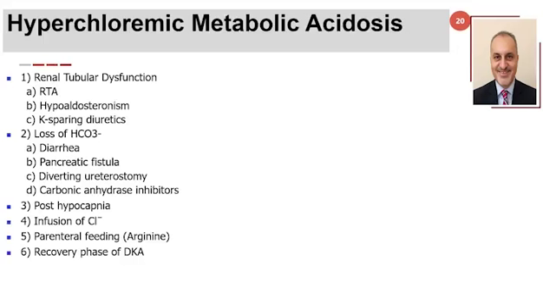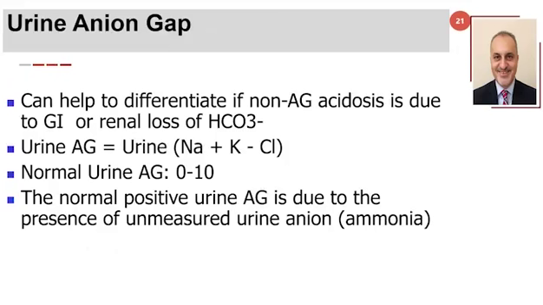There is another thing that we call the urine anion gap. I'm not going to go into details, but the urine anion gap is a simple calculation. It's your urine sodium plus urine potassium minus urine chloride. It's a simple calculation that will make you able to differentiate if your non-anion gap acidosis is due to GI or renal loss of bicarbonate. So normal urine anion gap is about 0 to 10, and this is usually normal.